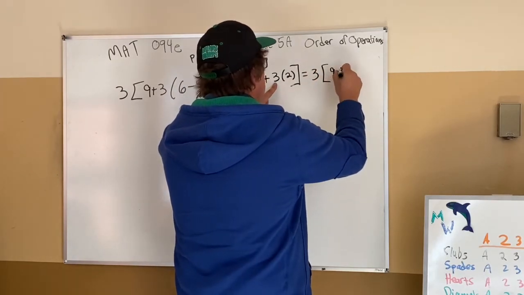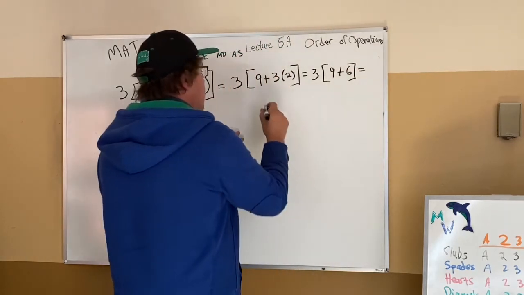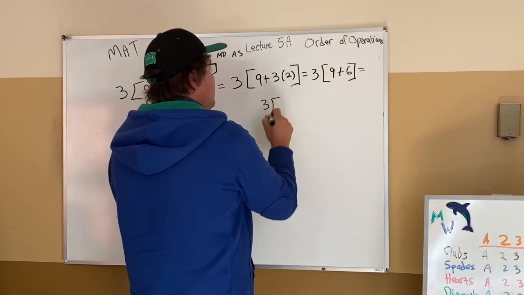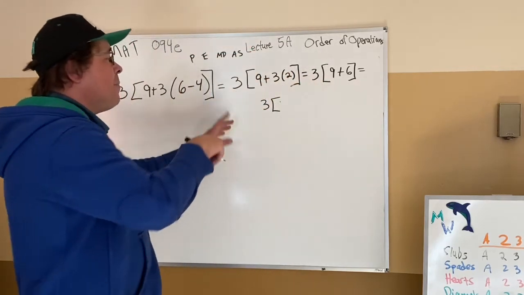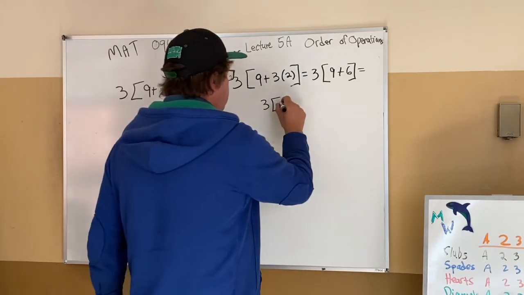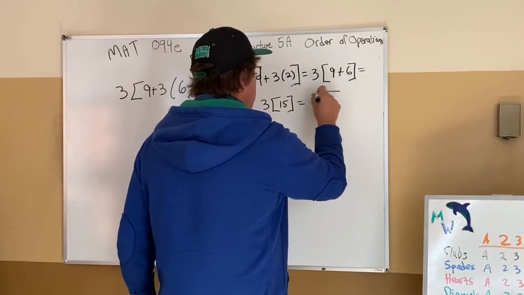The 9 actually waits for 3 times 2 to do its job of becoming 15. So 3, outside the square brackets, 9 plus 6 is in the parentheses, which is why it's happening before we multiply. And 3 times 15 will close out with 45.